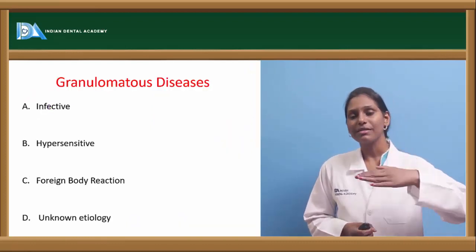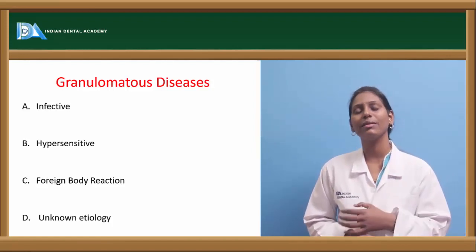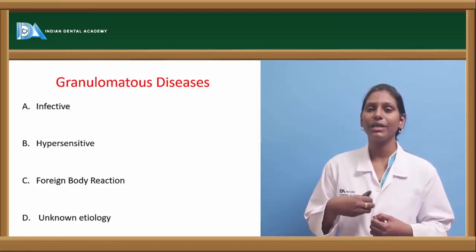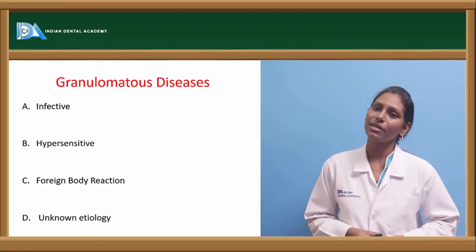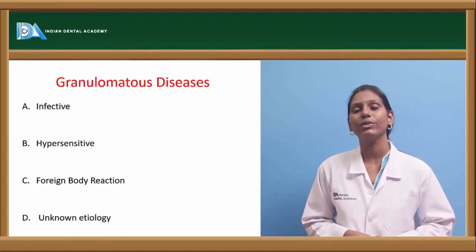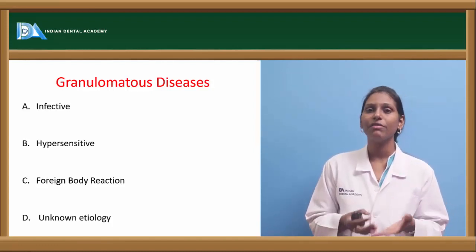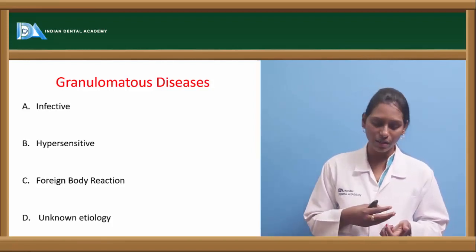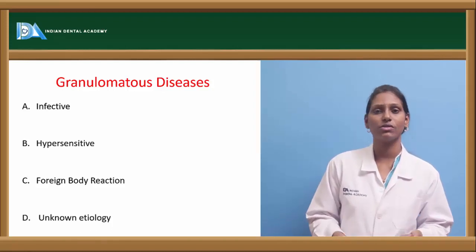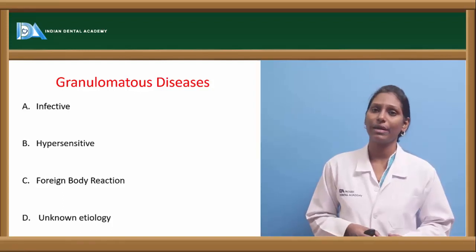Now we have just seen what the types of granulomas are. Now we have various types of granulomatous diseases, again based on the origin, based upon the etiological factors. One is the infective type of granulomatous diseases, which is most commonly encountered, and these are again based upon the type of organism. For example, if it is of bacterial origin, we see tuberculosis, syphilis, etc. If it is of fungal origin, we see blastomycosis, histoplasmosis, etc. And if it is of viral origin, cat scratch disease, again a granulomatous condition.